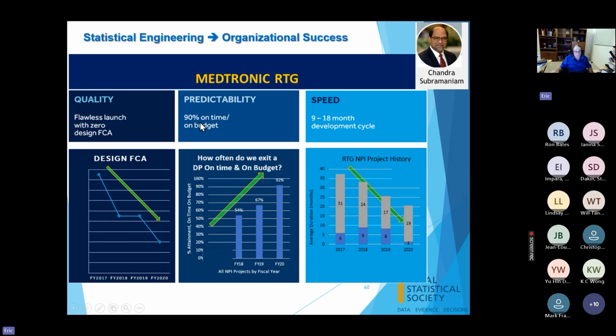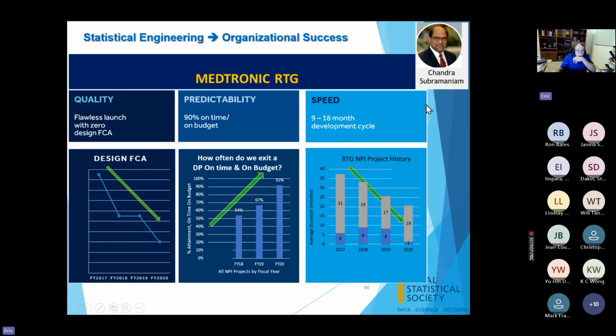Predictability of the project, being on time and on budget, with a goal of 92% on time and on budget. And the speed of product development. And he had a goal of 9 to 18 months. And at the end, as he and I were retiring from Medtronic, when Ron introduced me, he mentioned that I have retired from Medtronic. I retired 5 years ago. So at the same time I retired, Chandra retired.